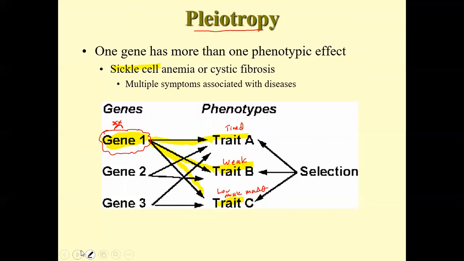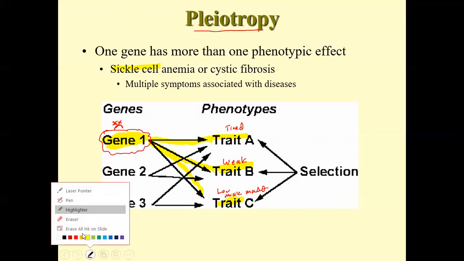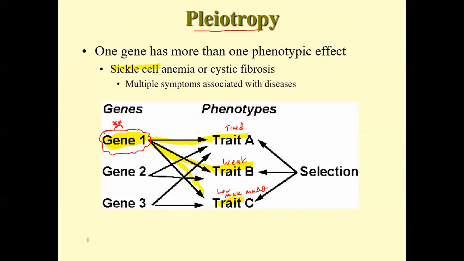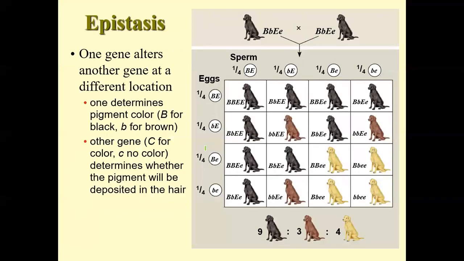Now, if I had another genetic disorder, let me just try and highlight this in a different color. Let's say if I had another genetic disorder, let's say gene 2, well, that's only going to result in these two traits, so being tired and weak. So just understanding those, that's kind of the overlap. The different genes can have multiple symptoms with it. So that's what pleiotropy is standing for.